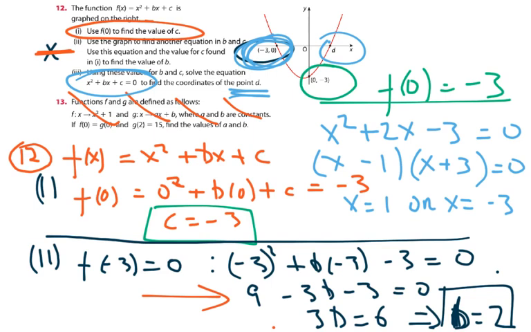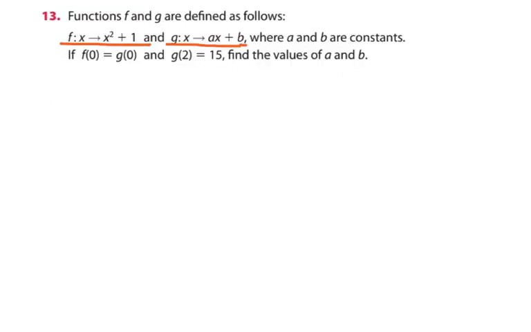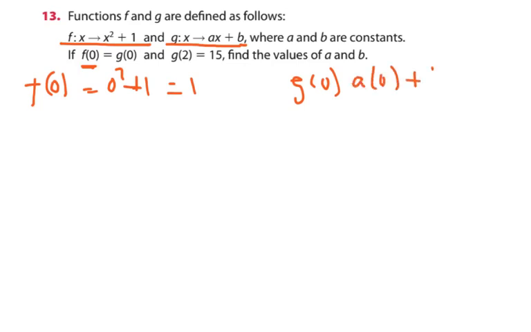Okay, right, onwards and upwards, on to question 13. Okay, question 13. I'm not going to write out the functions again because we ran out of space in the last question. So let's just go straight to f of 0. So f of 0 is equal to 0 squared plus 1. And that's equal to g of 0. So f of 0 is equal to 1. And then g of 0 is equal to a times 0 plus b. And that means that f of 0 is equal to 1 and g of 0 is equal to b.